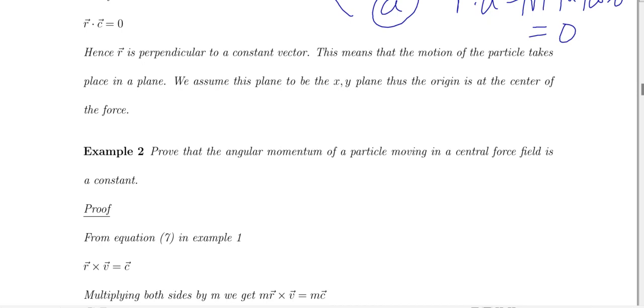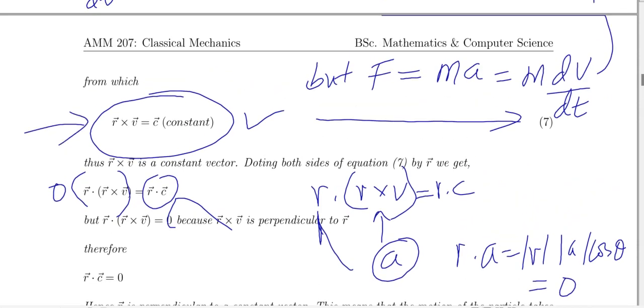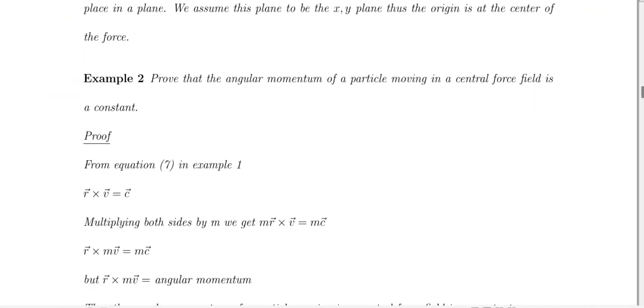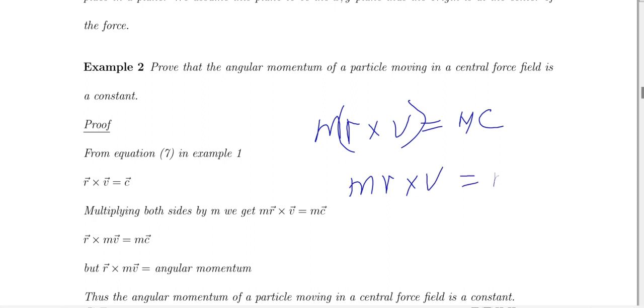Now, we have example 2. We want to prove that the angular momentum of a particle moving in a central force field is a constant. We shall start from equation 7 here. This says that R cross V is a constant vector. Then we multiply both sides of this equation by M. We have R cross V equals a constant, and we multiply this side by M and this side by M. We can open the brackets and write M R cross V is equal to M C.